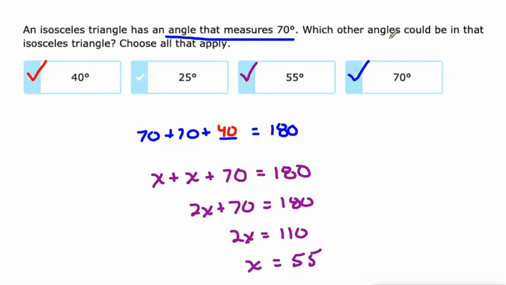So which other angles could be in that isosceles triangle? We've shown that you could have another 70, you could have a 40 if it was a 70-70-40 isosceles triangle, or you could have two 55s and a 70, and that would be 180 degrees as well.